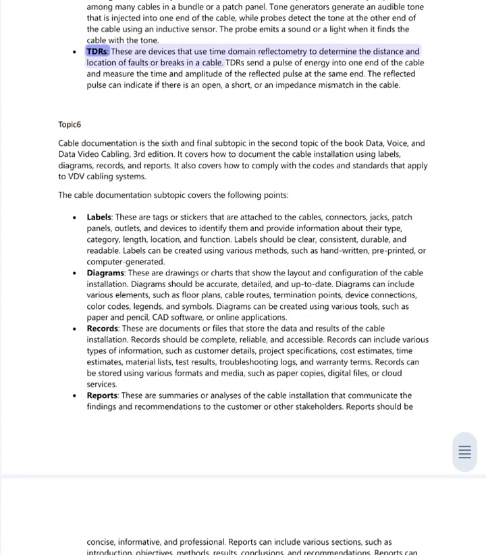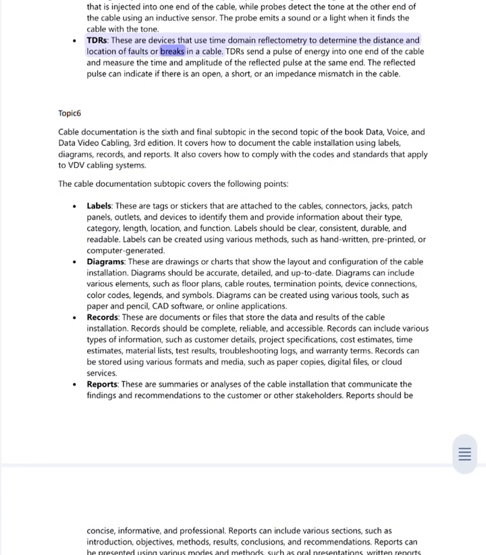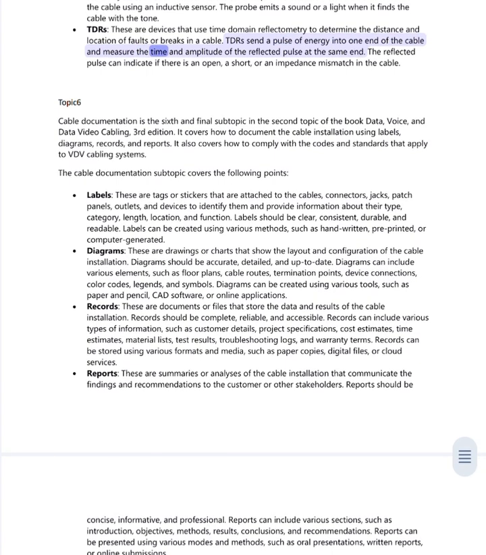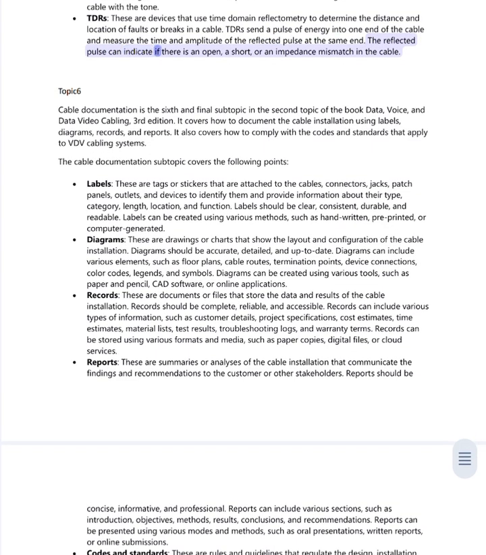TDRs. These are devices that use time domain reflectometry to determine the distance and location of faults or breaks in a cable. TDRs send a pulse of energy into one end of the cable and measure the time and amplitude of the reflected pulse at the same end. The reflected pulse can indicate if there is an open, a short, or an impedance mismatch in the cable.